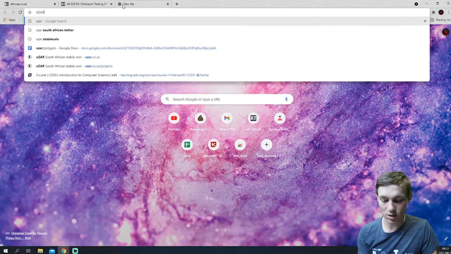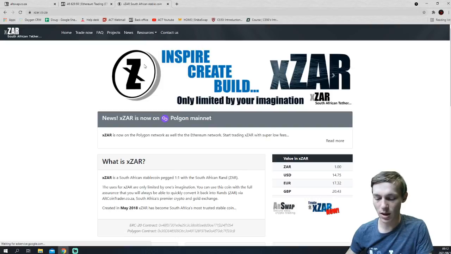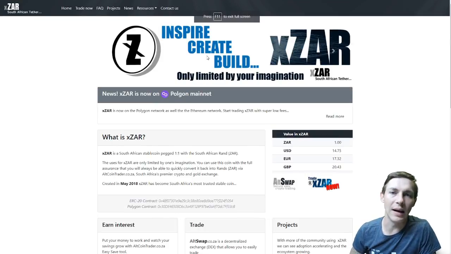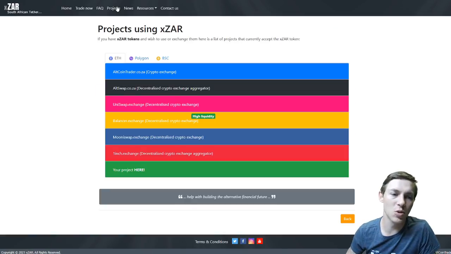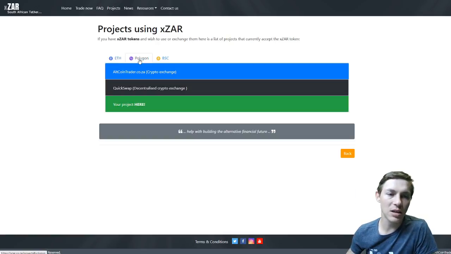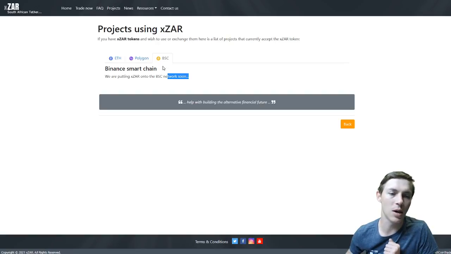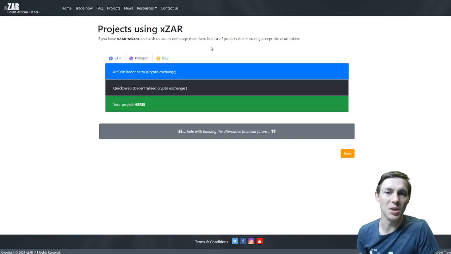So if we search xZAR on Google, guys, we will find the web page xZAR South Africa's stablecoin. And this is what the web page looks like. If we were then to click on projects, a web page such as this would appear, and we can see the three networks at the top: Ethereum, Polygon, and Binance Smart Chain. Previously, xZAR was only on the Ethereum network, but as you can see now, it is on the Polygon network as well. And as we can see by the notification, it is coming onto the BSC network, Binance Smart Chain, soon.